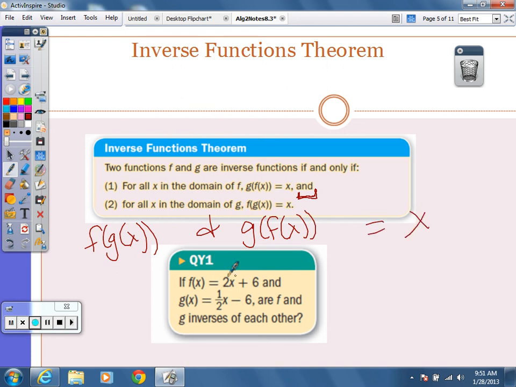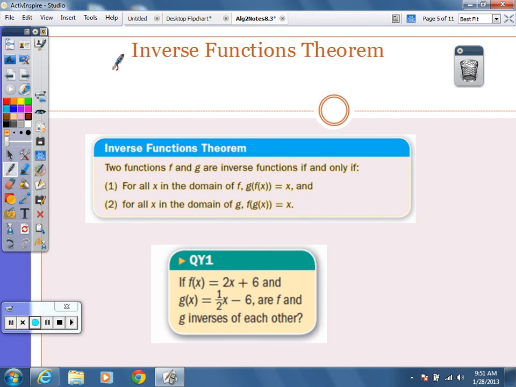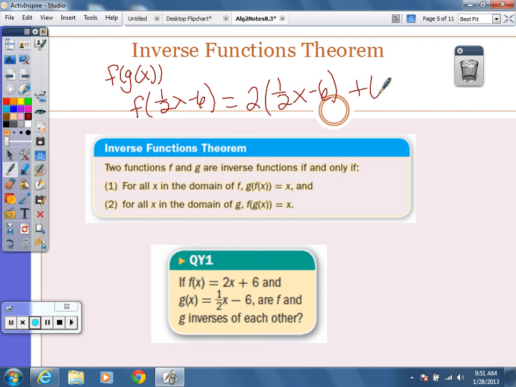Okay? So let's try this example. If f of x is 2x plus 6 and g of x is 1/2 x minus 6, are they inverses of each other? Well, let's check. First, let's do f of g of x. It's going to be f of 1/2 x minus 6. Go to function f, so it's 2 times, now I'm plugging in 1/2 x minus 6. Really be careful with your parentheses here. Plus 6. Distribute. x minus 12 plus 6. x minus 6. So f of g of x, I get x minus 6.